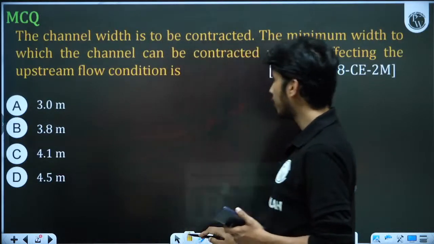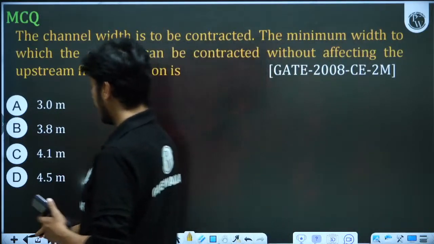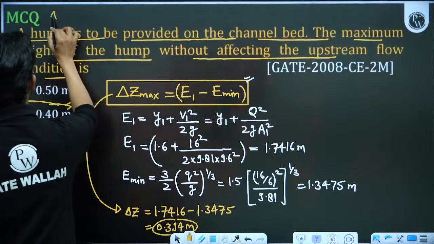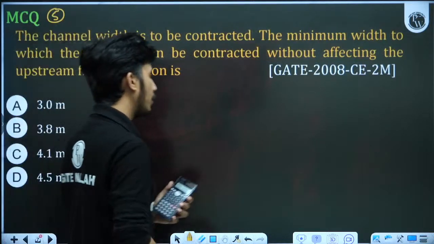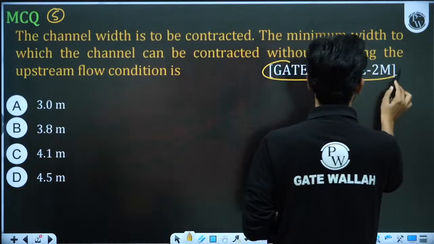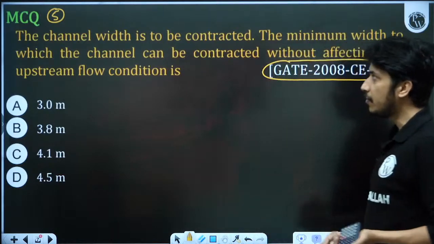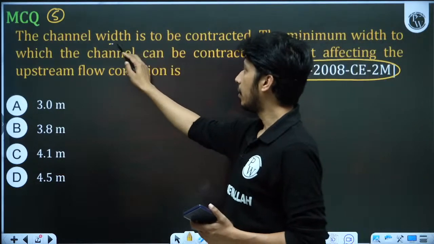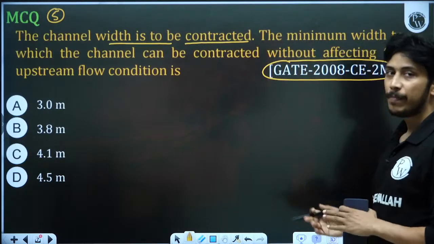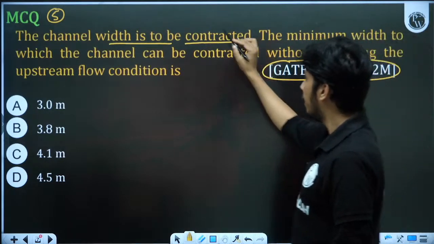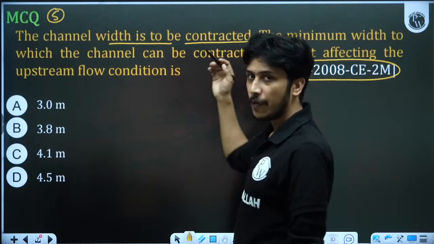Next question is question number 4. Sorry, next is question number 5. Again, the same question is from GATE 2008, with the same data. Now it is saying the channel width is to be contracted. When the channel width is to be contracted, you have to do B minimum. You have to make B2 as B minimum. Channel width to be contracted means B2 you have to make less than B1.